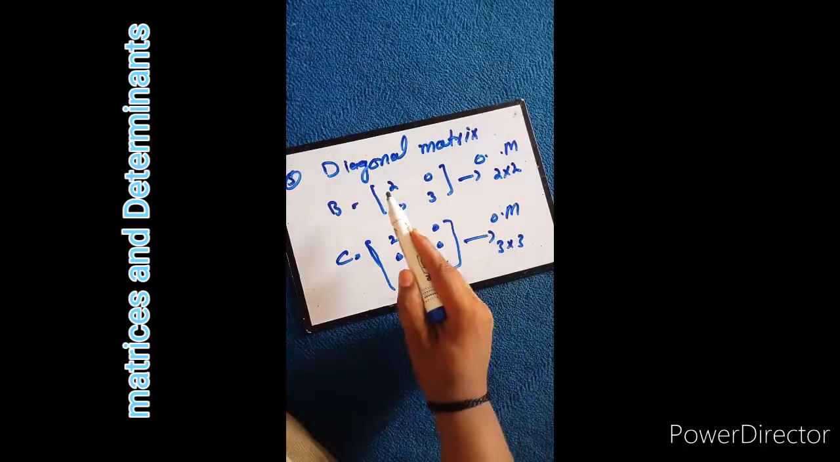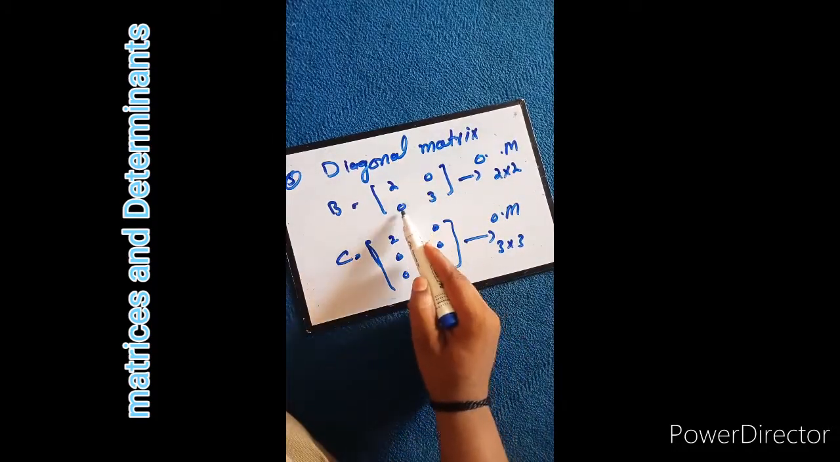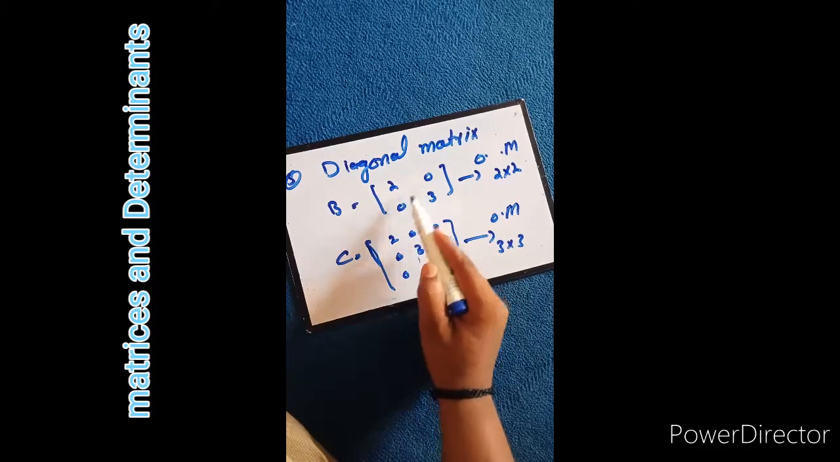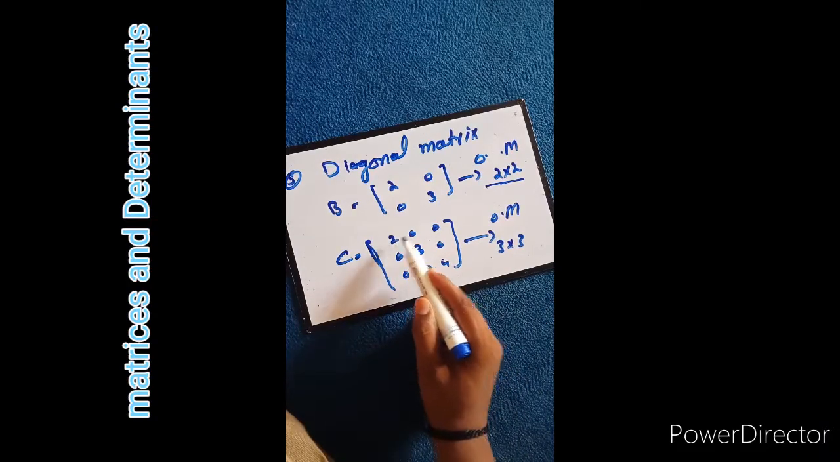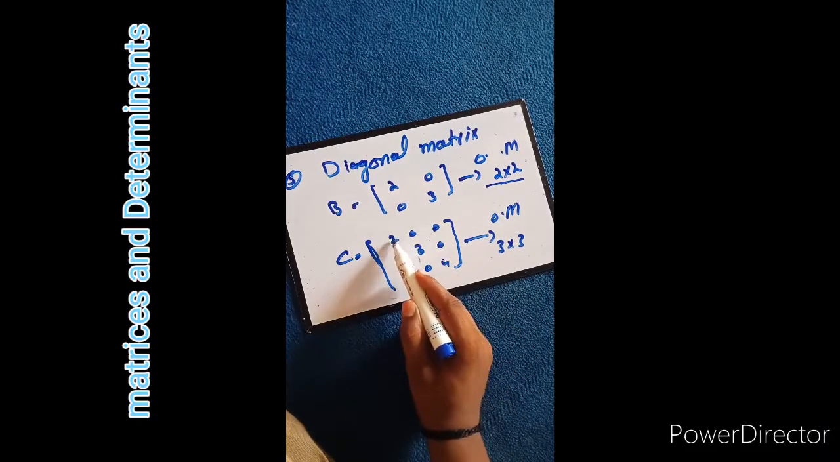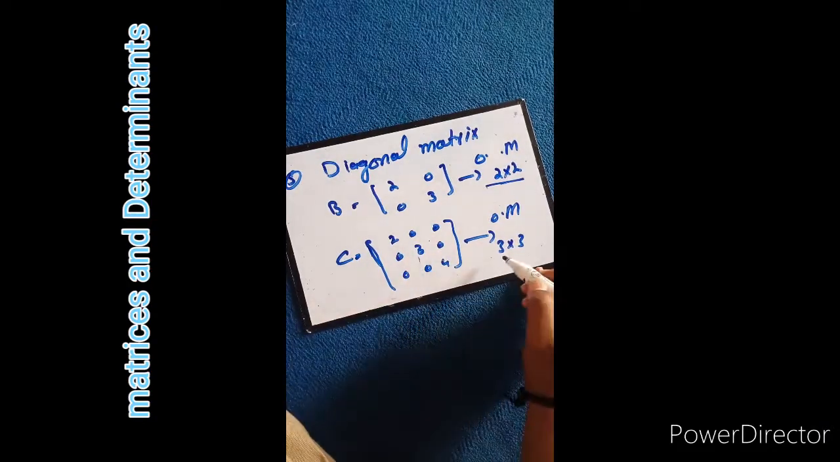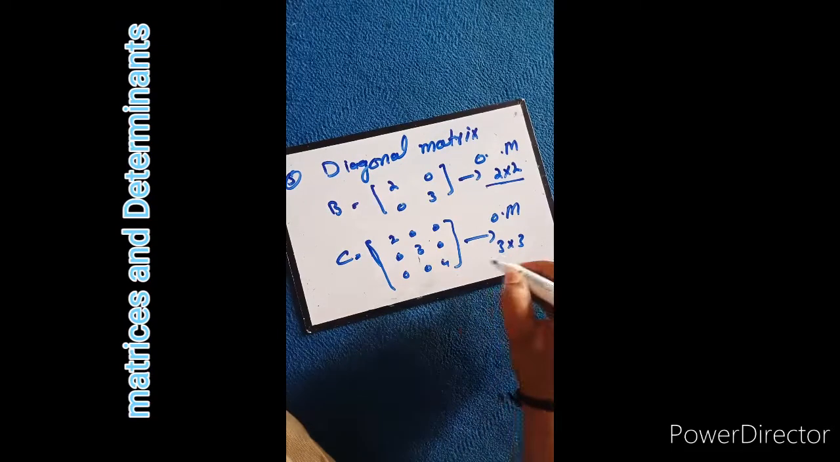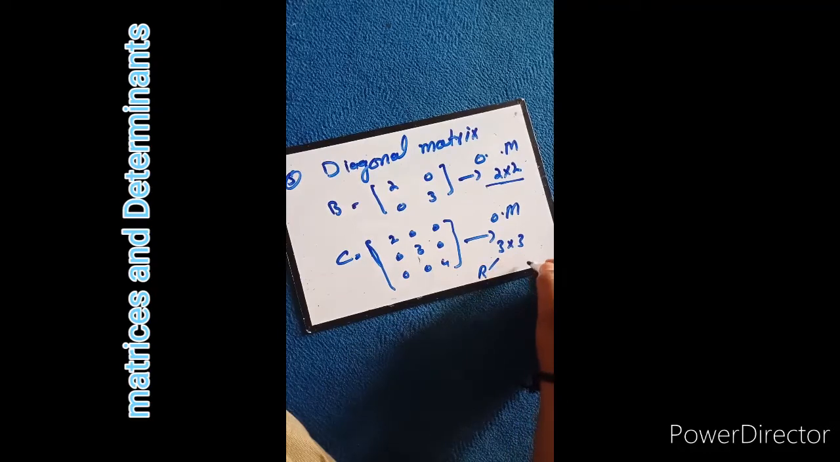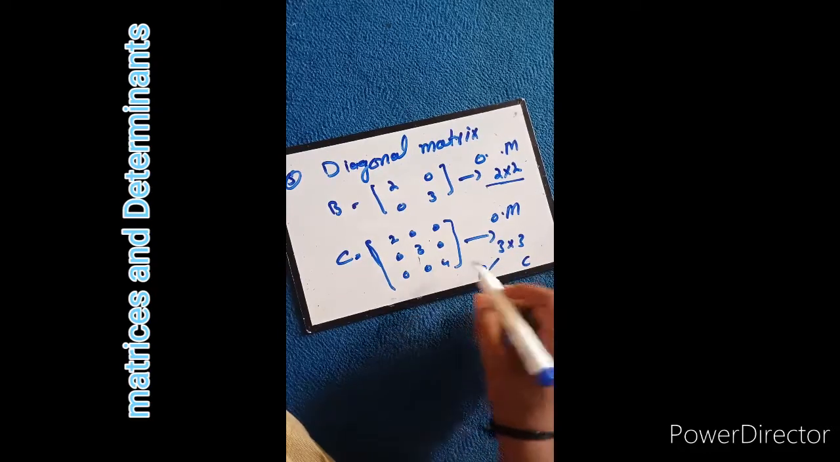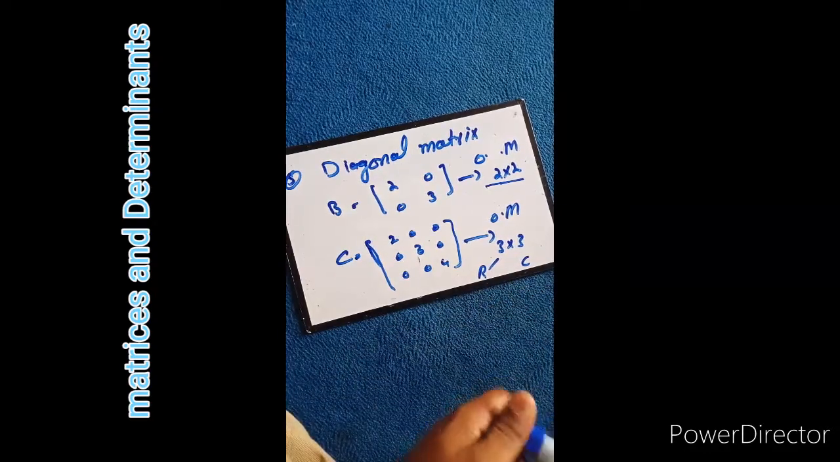And 1 2, 2 rows, and 1 2, 2 columns, so the order of matrix is 2 cross 2, same as 1 2 3, 3 columns, 1 2 3, 3 rows, so 3 cross 3. This is the order of a matrix. First we write rows and the second element represents columns. 3 cross 3 represents 3 rows and 3 columns.